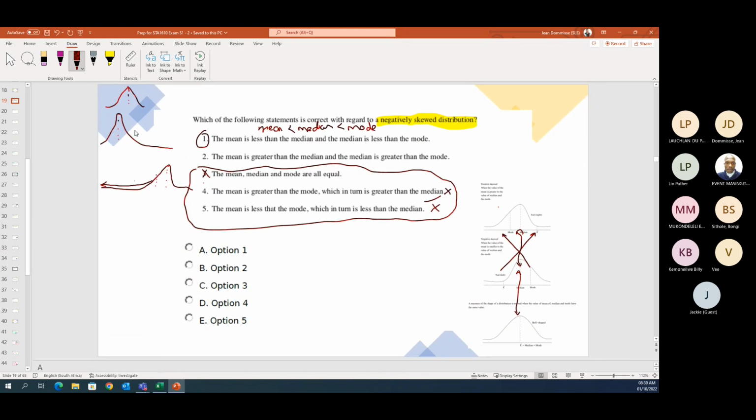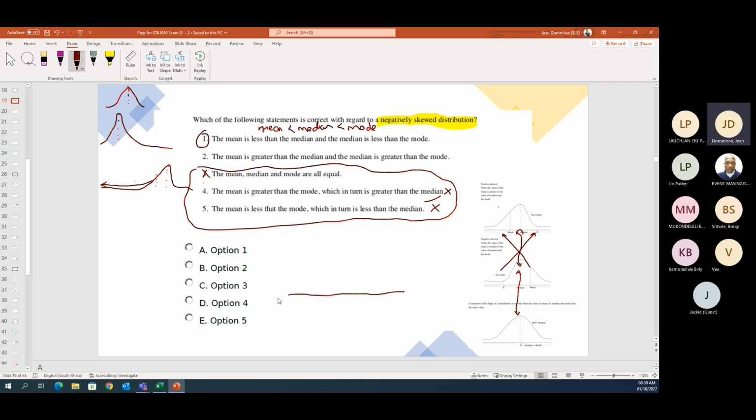Yes, Lynn. Sorry, John, just a quick one. In terms of reading the graph, we read the values increasing from left to right, and not the actual graph itself. Yes. Okay, cool. So as it goes to the right, the value increases. Okay, thanks.